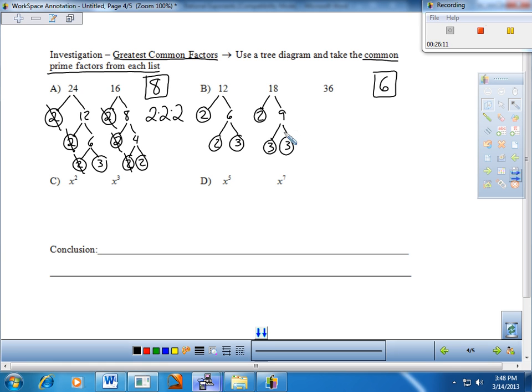Now if I want the greatest common factor of all 3, I need the factors that are in all the lists. So I'm just going to go 2 and 18. I'm going to go 2 and 9. I'm going to go 3 and 3.